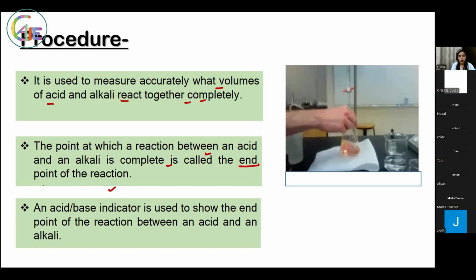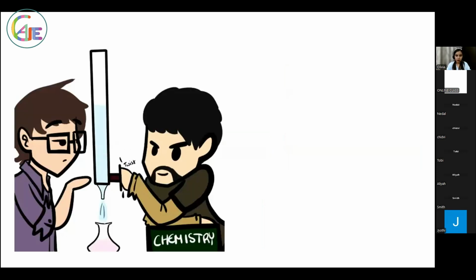I'll tell you about this. You just highlight this end point. I'll tell you when I'll be telling you all the procedure of the titration that this is the end point in this process. An acid-base indicator is used to show the end point of the reaction between an acid and an alkali. So I'll be telling you about the end point, and you'll understand this in a much better way there.